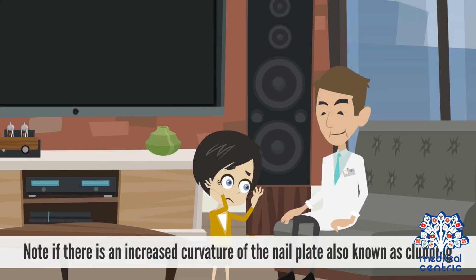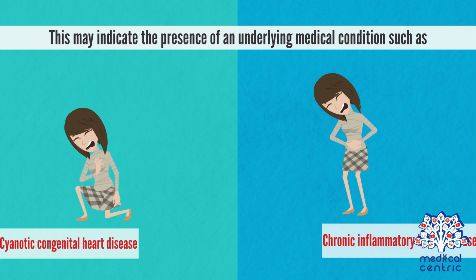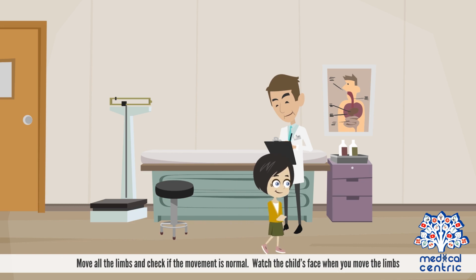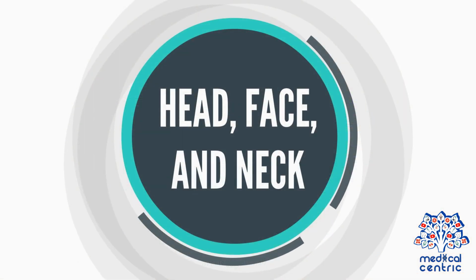Note if there is an increased curvature of the nail plate, also known as clubbing. This may indicate the presence of an underlying medical condition, such as cyanotic congenital heart disease or chronic inflammatory bowel disease. Move all the limbs and check if the movement is normal. Watch the child's face when you move the limbs.